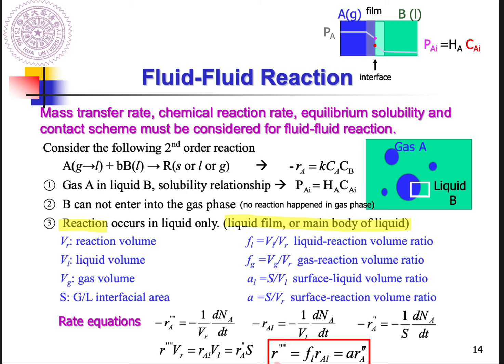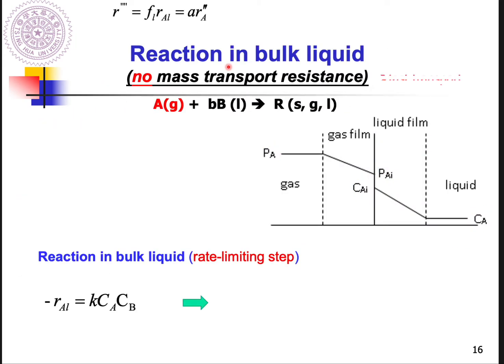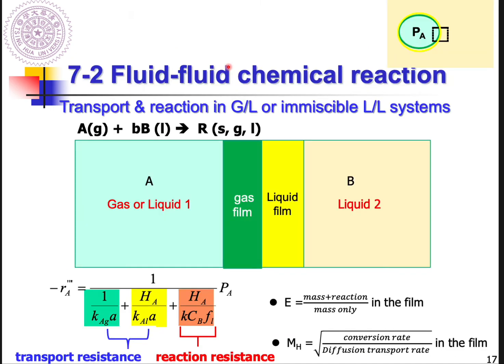So normally we will use the consumption rate of reactant per reaction volume to describe the rate equation of fluid-fluid reaction. And next, we are going to formulate the results for the rate equation for fluid-fluid reaction based on the concept we learned, the electrical circuit concept.